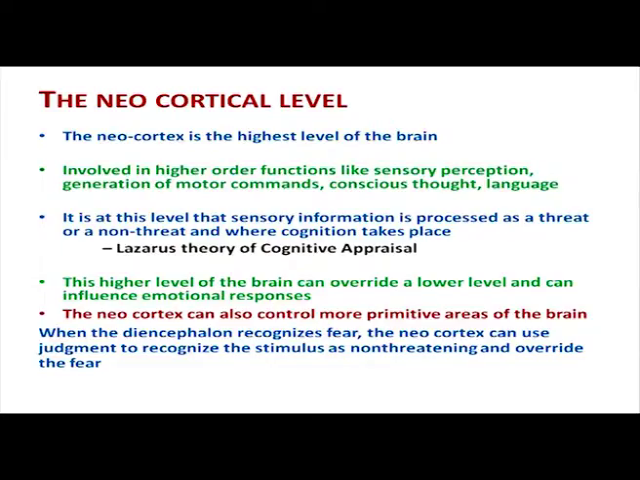The most interesting part is that this higher level of the brain can actually override a lower level and can influence emotional responses. As I mentioned, even if the diencephalon, that is the thalamus and the hypothalamus, recognizes fear, the neocortex can use its judgment to recognize the stimulus as non-threatening and override the fear.